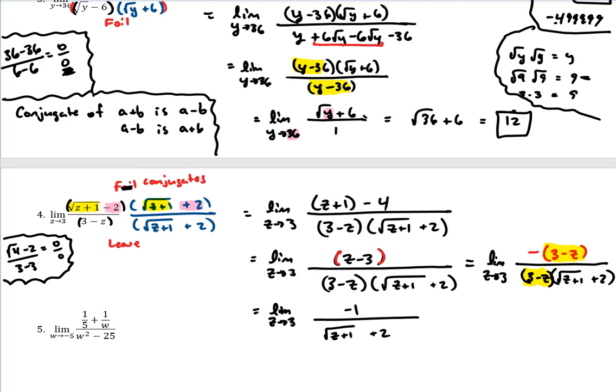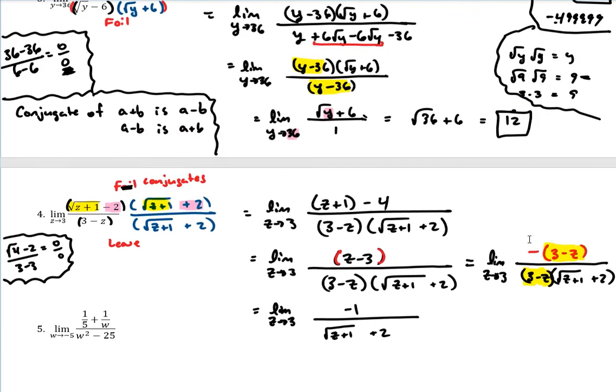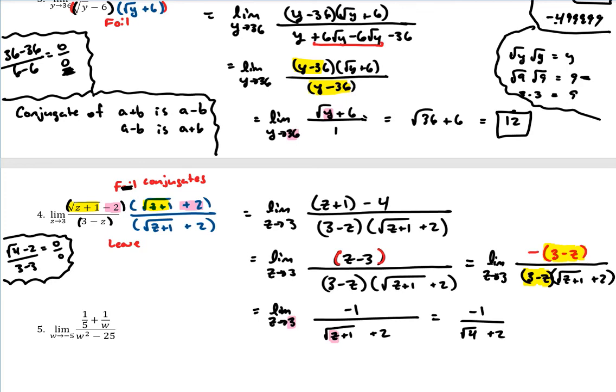Well, now that something's been canceled, you might see the pattern on these now. Once something gets canceled, it usually means we could plug this value in and get a value. So we have negative 1 up top. 3 goes in there, which gives us 3 plus 1 is 4, so square root of 4 plus 2. And the square root of 4 is 2, plus 2 will eventually be just 4. So it looks like it's negative 1/4. Okay, so that's how we can break these down.